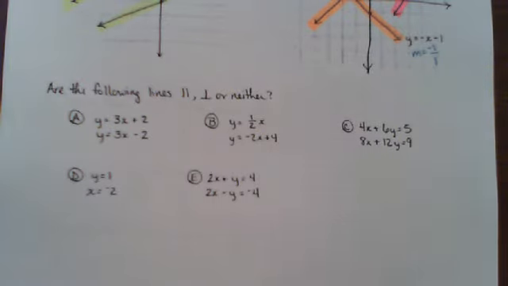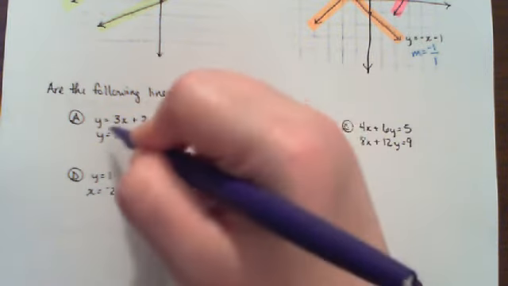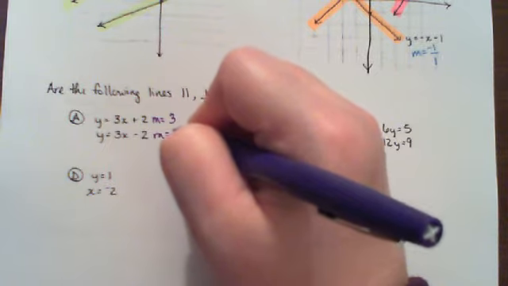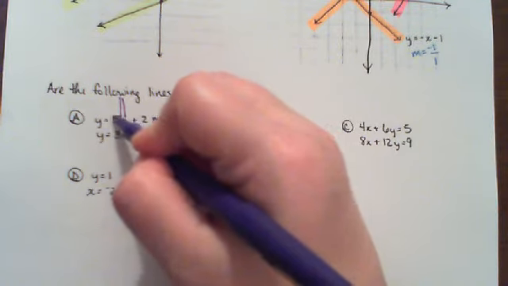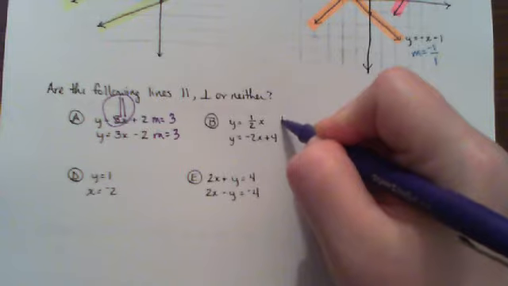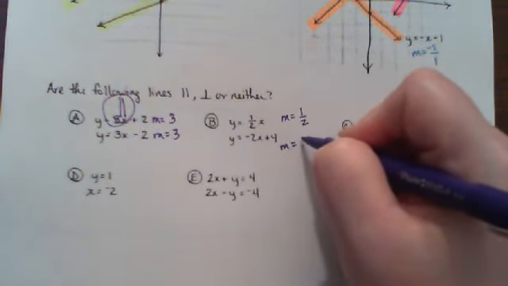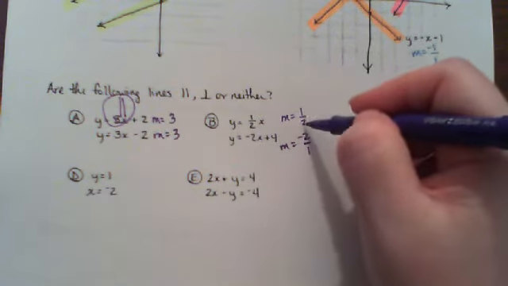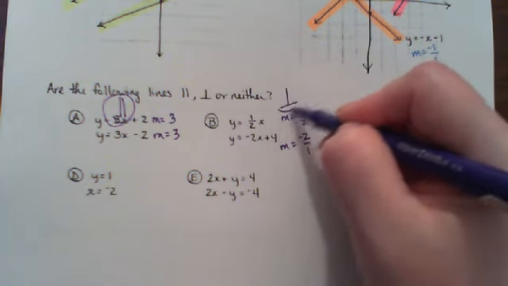So when I look at A, I can say that the slope for the top one is 3 because it's already in slope-intercept form. And when I look at the second one, I can say the slope for that one is 3. Well, they're the exact same number, so these two must be parallel. When I look at the next ones, I can see that the slope for the first one is 1/2, and the slope for the second one is -2/1. They are reciprocals of each other. One's positive, one's negative, so that one must be perpendicular.